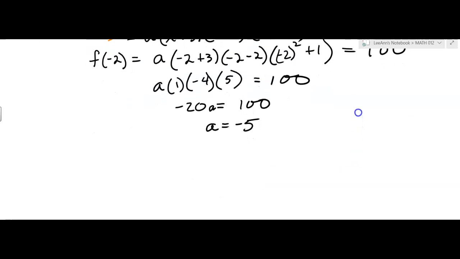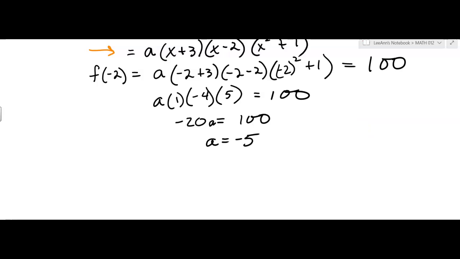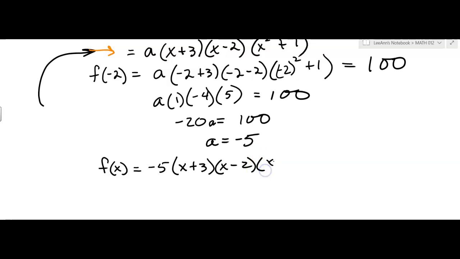Now, do they want me to multiply it out to be in polynomial form? So I have f of x, and I'm talking about taking this line right there. I now know a is -5. I have x plus 3 times x minus 2 times x squared plus 1. I'm going to say they want me to multiply it out and put it in that general form. So how do I want to do that? Well, I'm going to multiply these two binomials here. So that's going to give me x squared plus x minus 6 times x squared plus 1.